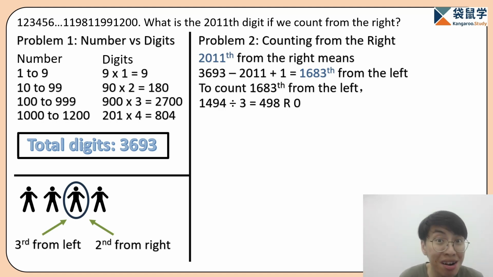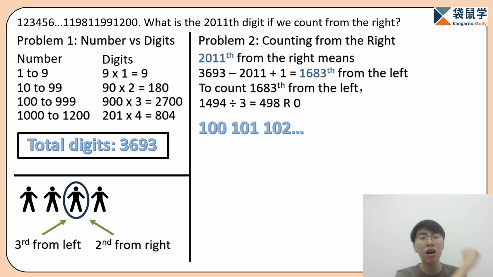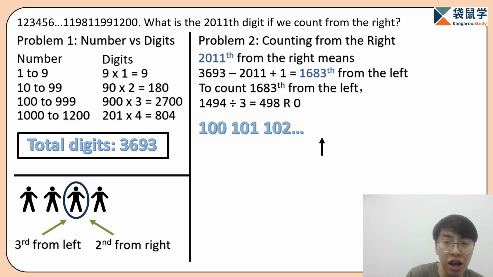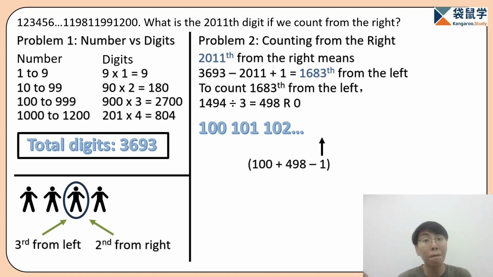Starting from which number? All of you might have known it. It's just starting from 100. So we start counting 100, 101, 102 and so on, right? What number will we arrive at? Essentially, we just have to take 100 plus 498. And again, remember, we have to subtract 1 from our answer. And we just get it as 597. And we are simply done.